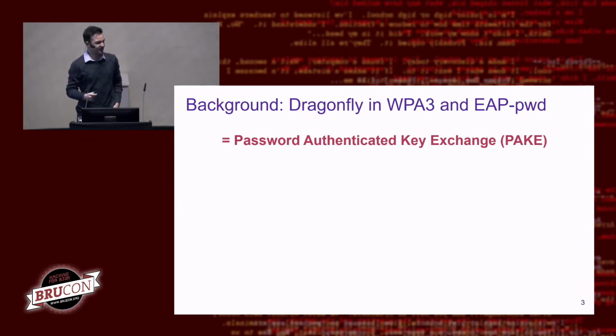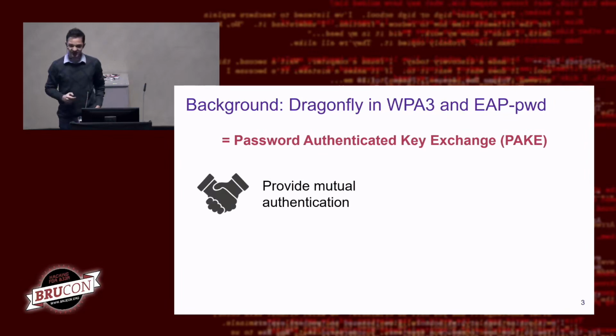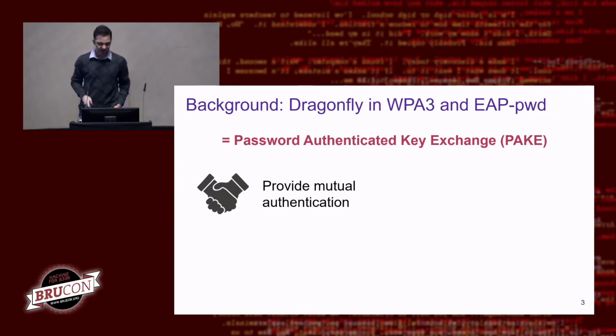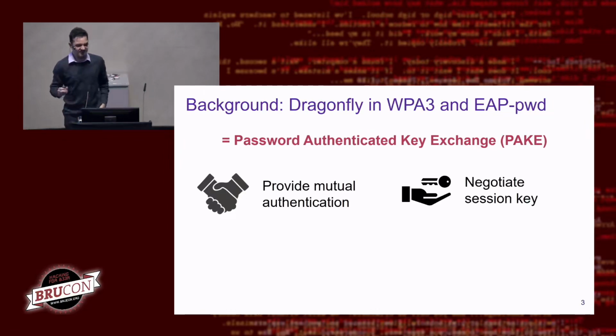And this Dragonfly handshake that is used internally in both EAP-pwd and WPA3, we call it a PAKE, a password authenticated key exchange. Now, what does that mean? Well, what that means is that this handshake provides mutual authentication. The client has to prove that it knows the password, and the access point also has to prove that it knows the password. In other words, with this handshake, you're also sure that you're not connecting to a rogue network. At the same time, this handshake also negotiates a fresh session key, and this session key will be used after the handshake to secure your normal data traffic.